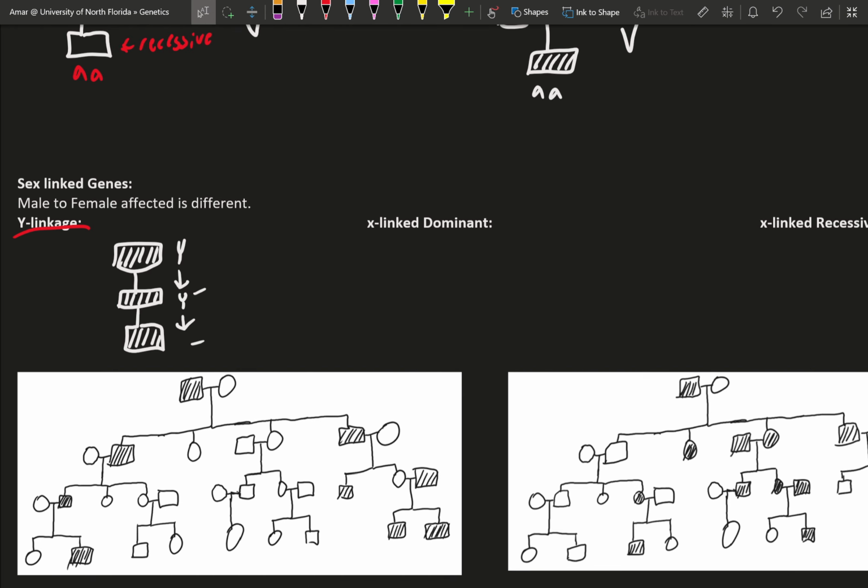The next one is X-linked dominant. The X-linked dominant marker is a pretty interesting one where you have an affected son, and what's going to happen is that this affected son will have all affected females.